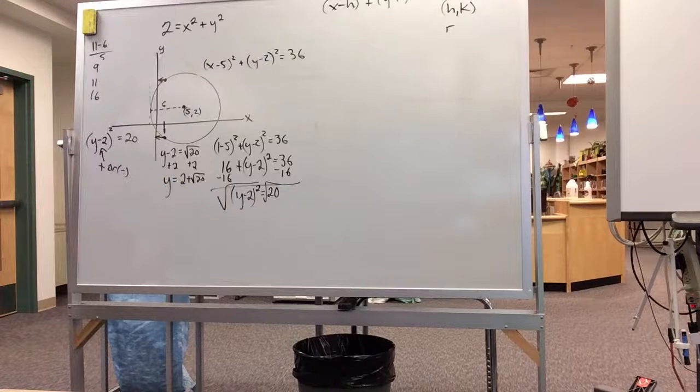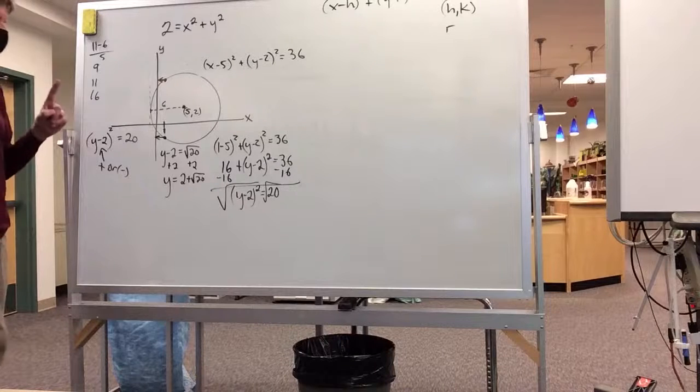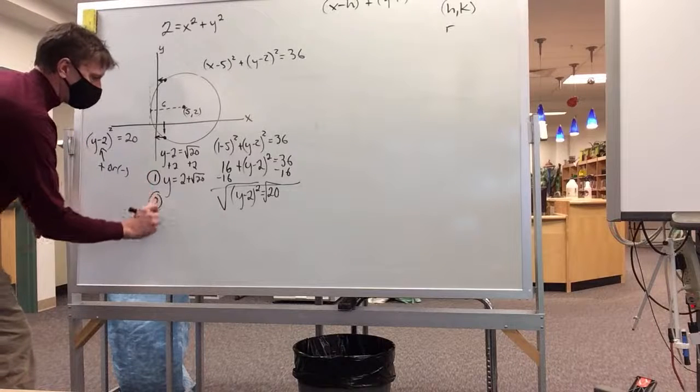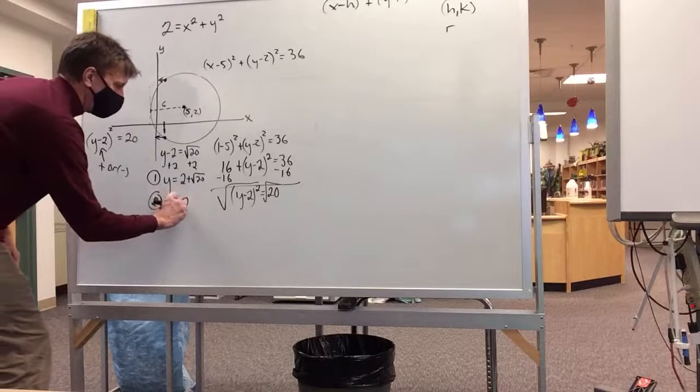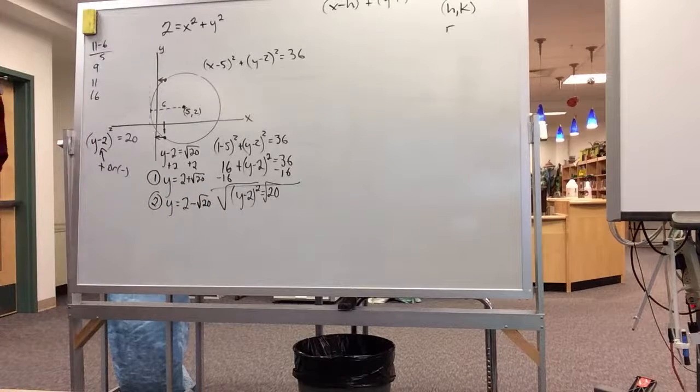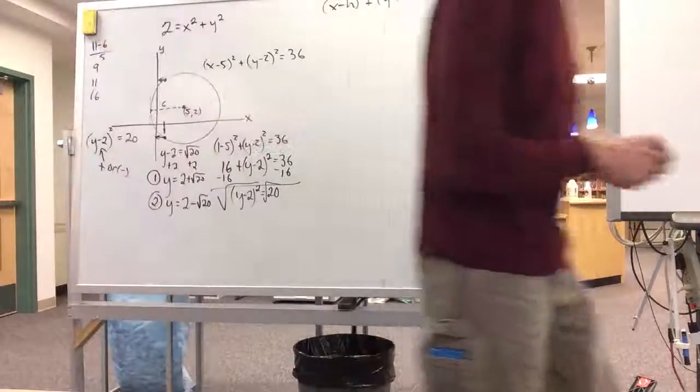So how do you get two answers? Because it looks like the two points on the y-axis don't look like one's positive and one's negative. Okay. So this is one of our answers, and the second answer is going to be 2 subtract the square root of 20. Oh, okay. So I need some colors.